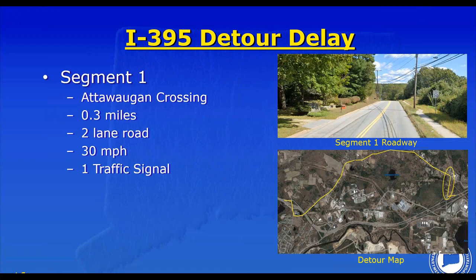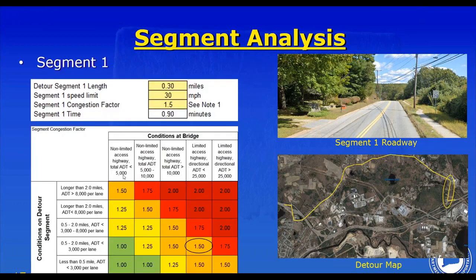So the segment length for segment 1, again, we're breaking the segment up into pieces. The first segment is off the ramp in this first little segment to get to this route here. This is called Attawagga Crossing is the name of the road. It's a state highway with 2 lanes, speed limit of 30 miles per hour. This segment's 0.3 miles, 2-lane road, 1 traffic signal. So now you're all becoming familiar with these details, but we'll go through it again. 0.3 miles, 30 miles per hour, congestion factor of 1.5.